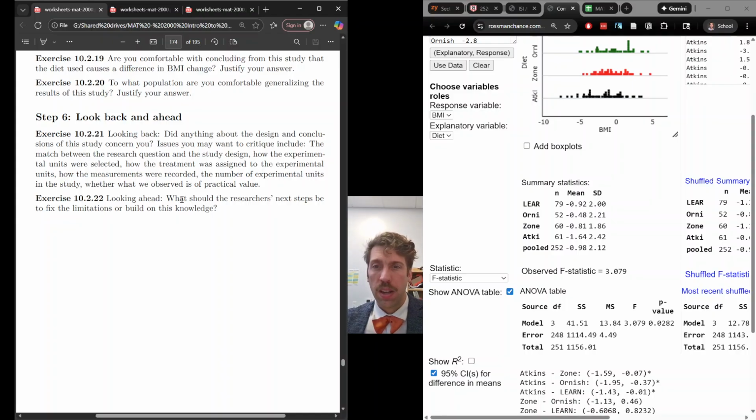Looking ahead, what should the researchers' next steps be to fix the limitations or build on this knowledge? So anything that you picked out or critiqued in number 21, suggest a better way to do it in number 22. Use full sentences, okay? That completes this section.